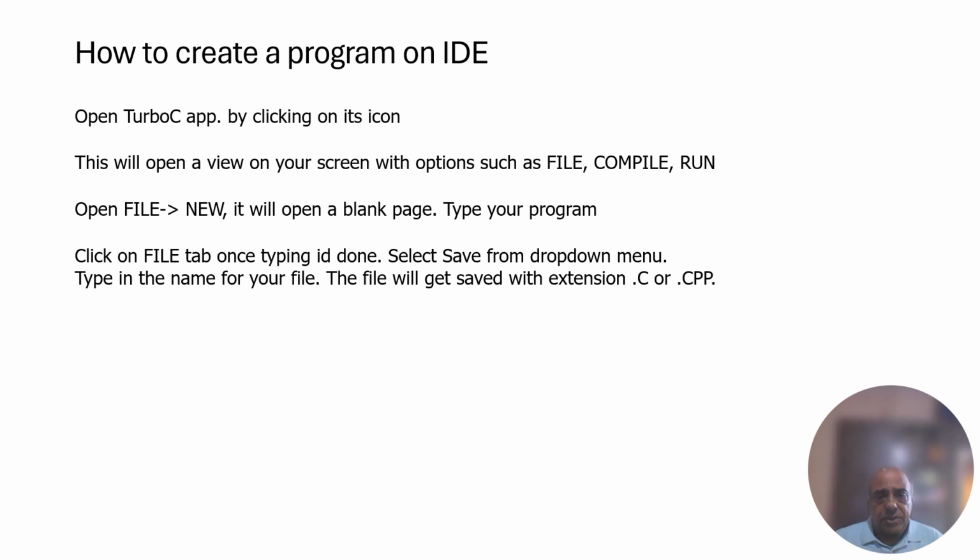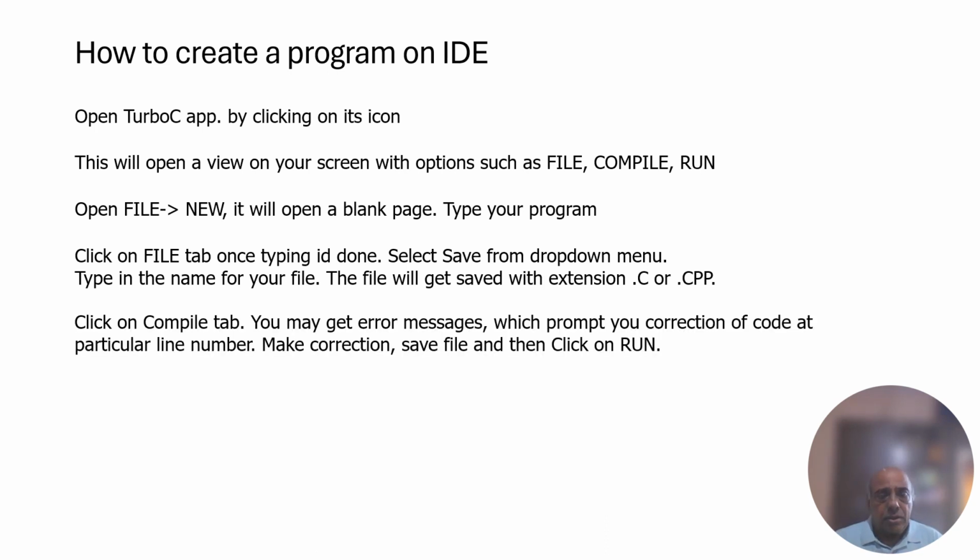When the typing is done, click on the file tab again. Select save from the drop down menu. Type the name of your file. The file will get saved with extension .c or .cpp. Then compile the written program by clicking on the compile tab.